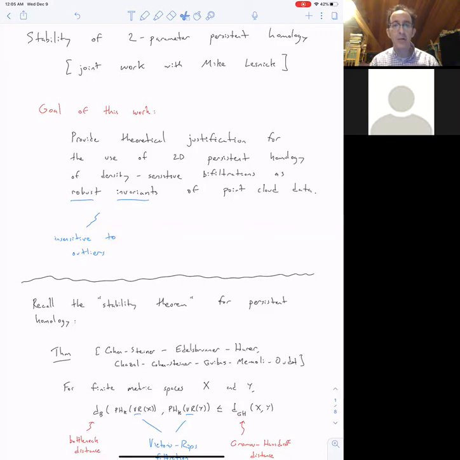I'm going to talk about some recent joint work with Mike Lesnick on the stability of two-parameter persistent homology. The goal of this work is to provide theoretical justification for the use of 2D persistent homology of certain density-sensitive bifiltrations as robust invariants of point cloud data. And what I mean by a robust invariant is something that's insensitive to outliers. I'll say a little bit more about this in just a bit.